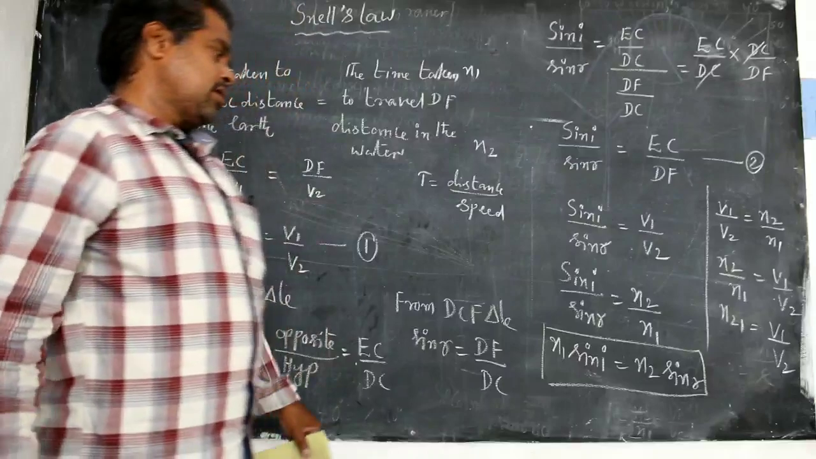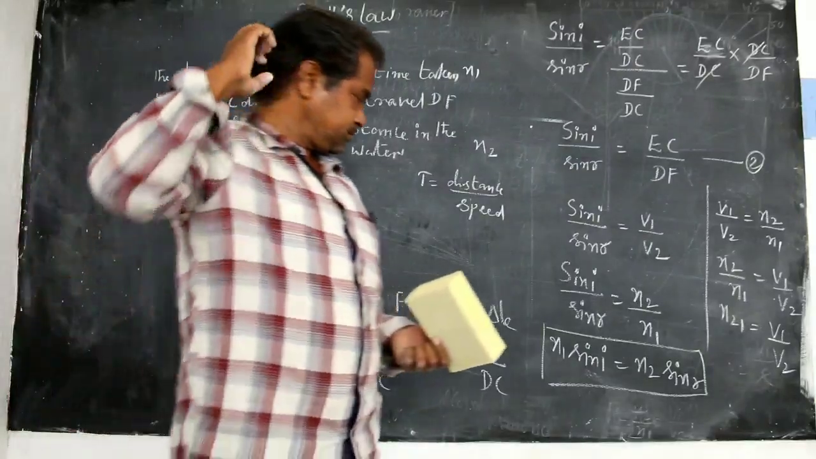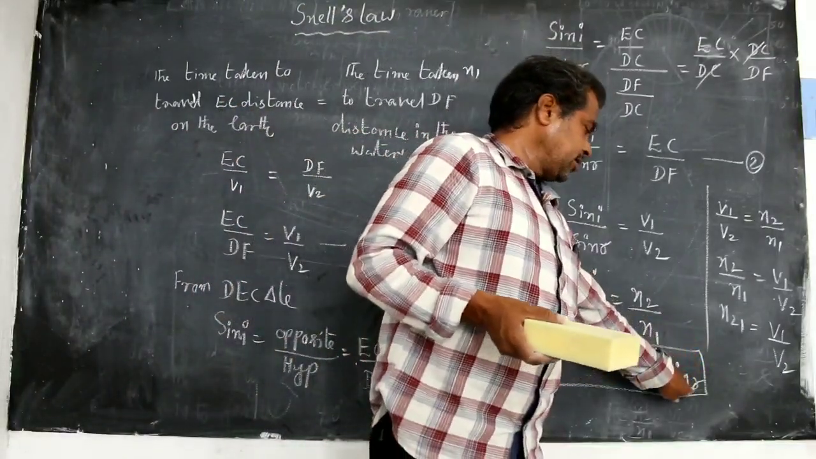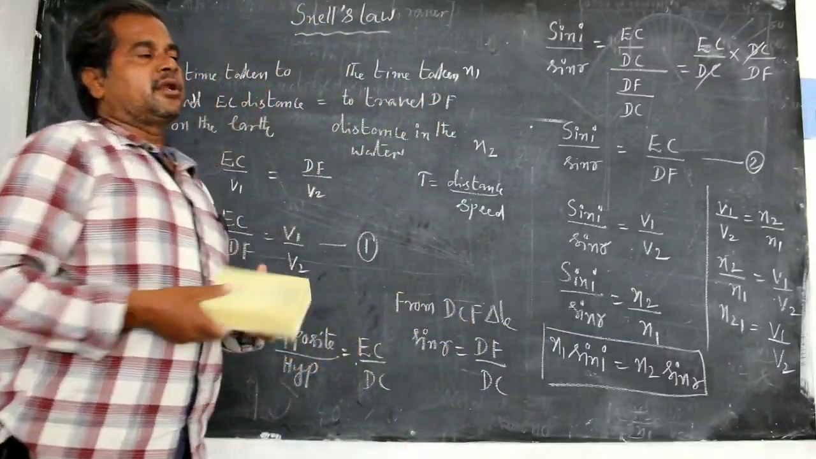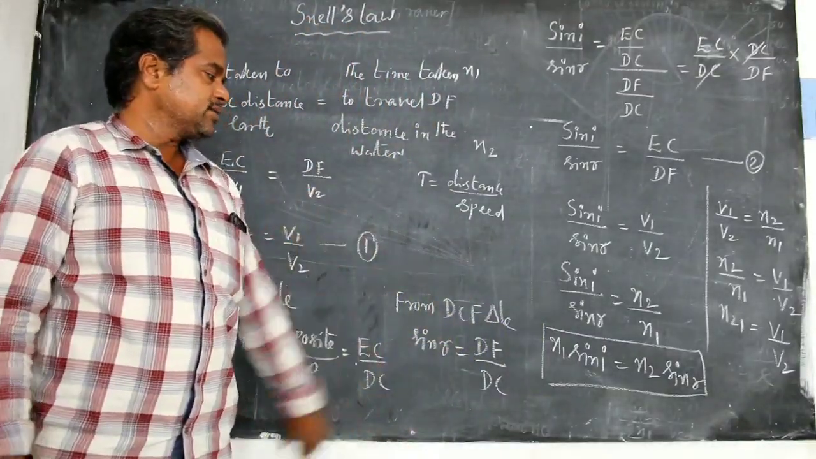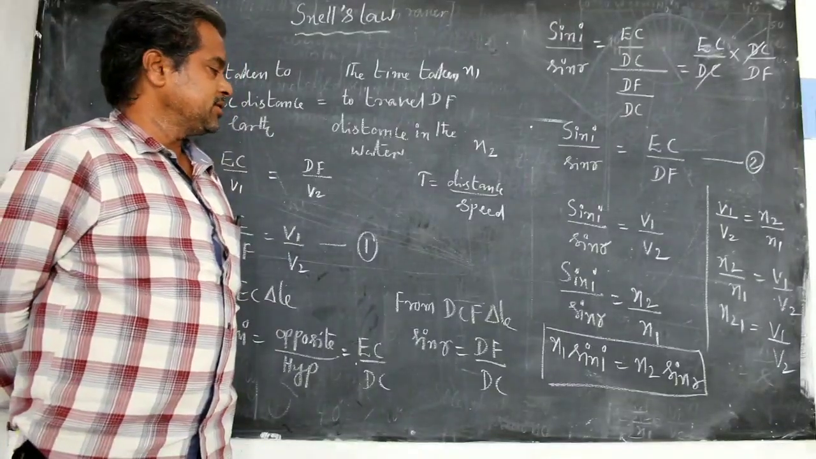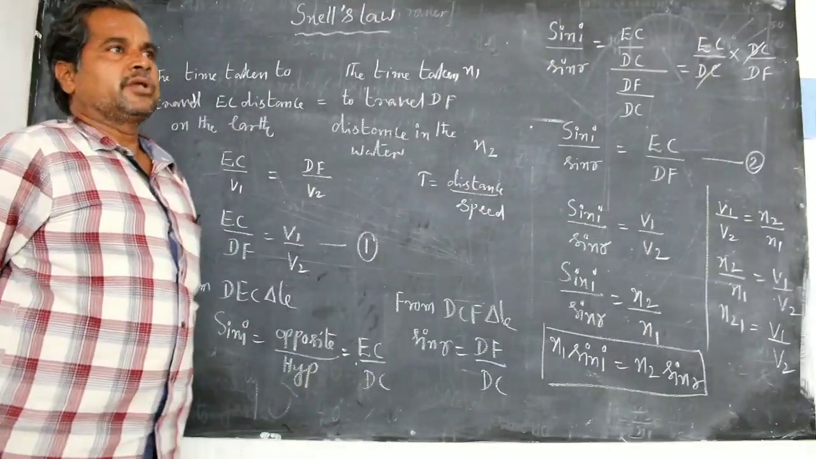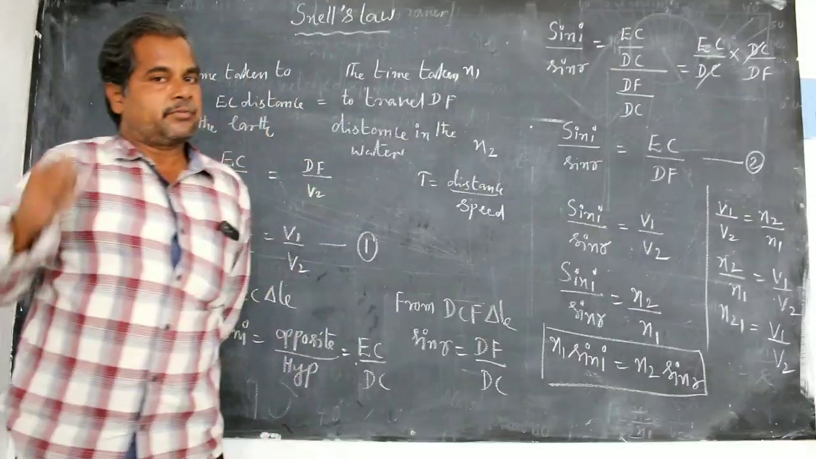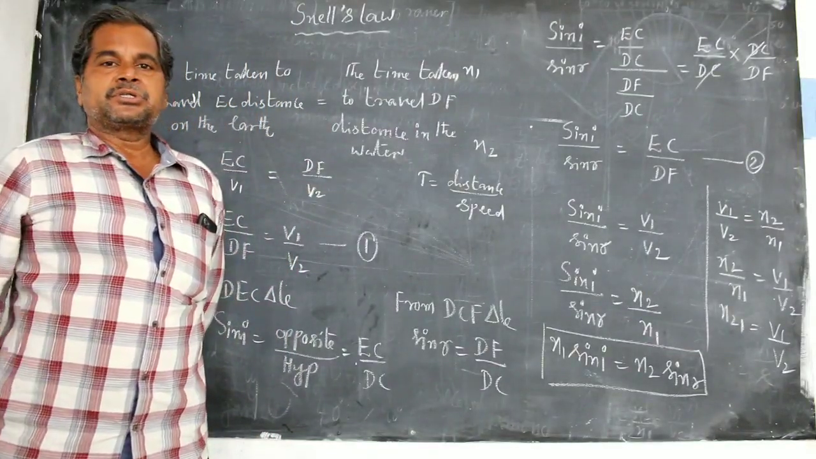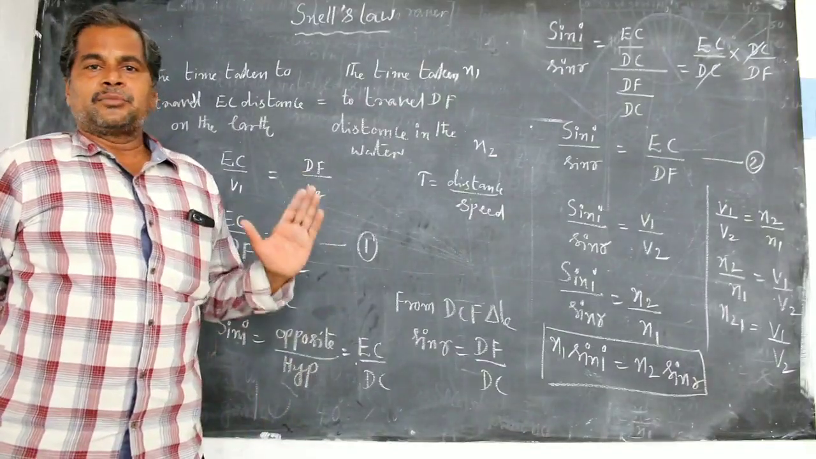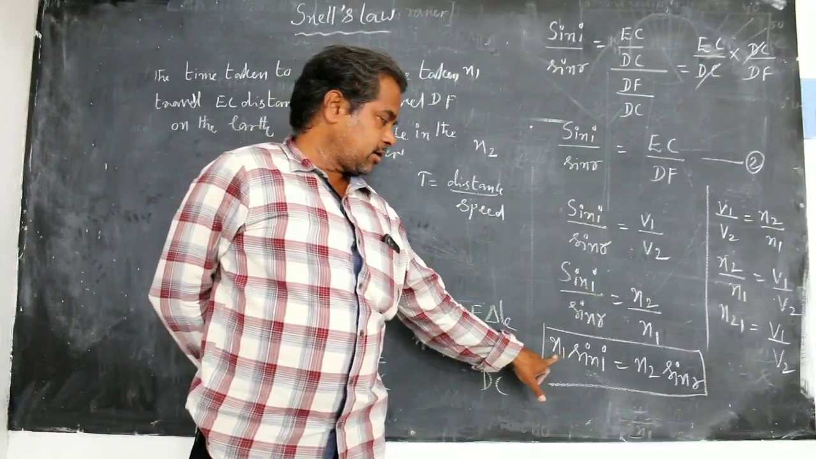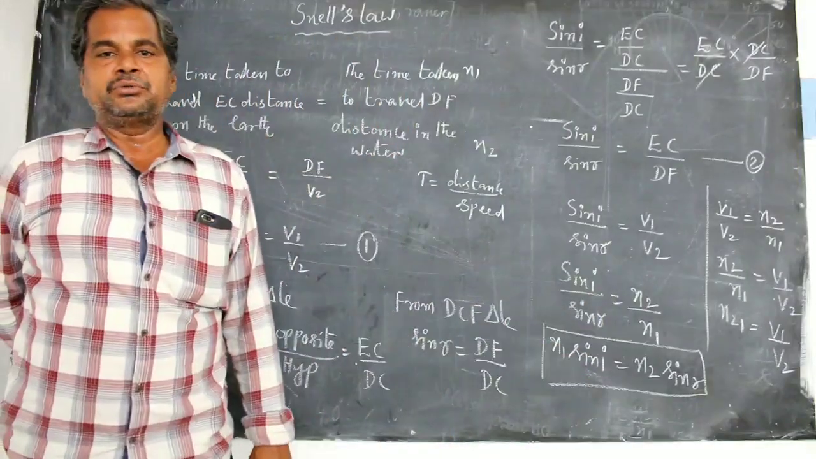By using this law, we can observe the relationship between angle of incidence and angle of refraction when any light ray travels from one transparent medium to another transparent medium. Any light ray at any incidence, the refraction occurs. When the refraction occurs, the light ray travels from one transparent medium to another, and at that time the light ray must obey Snell's law: N1 into sin I is equals to N2 into sin R.